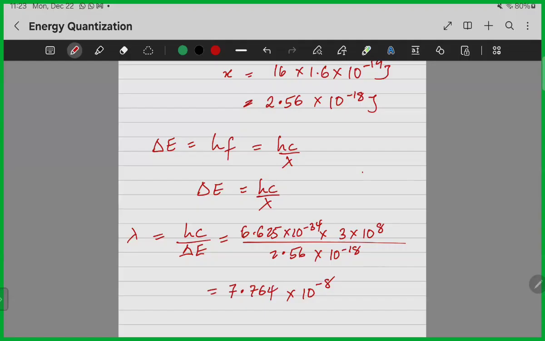Let me make sure that I did everything right there. Yeah, that's our answer, 7.764 times 10 raised to minus 8 meter.